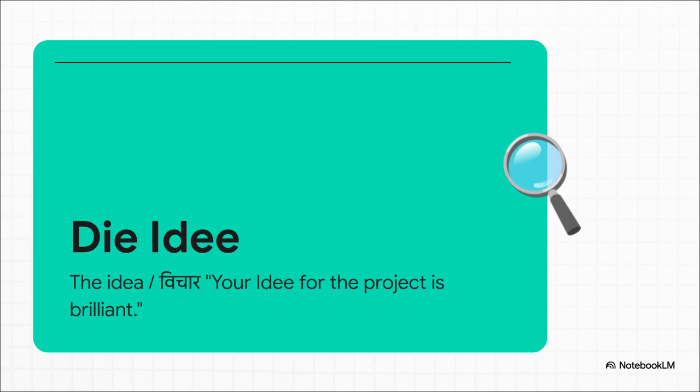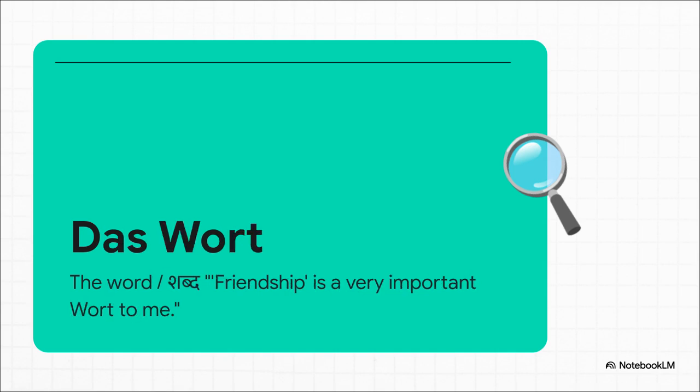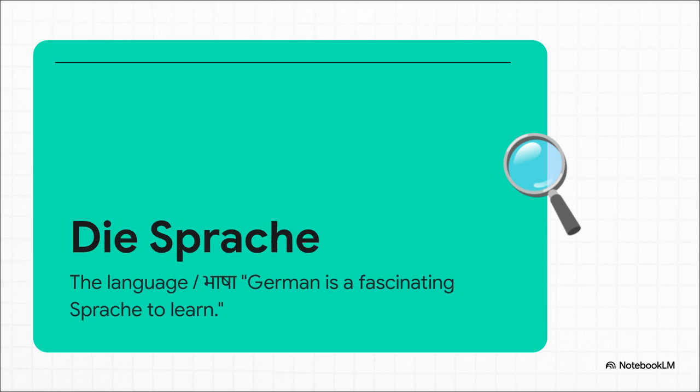Now for an abstract noun, die Idee. This one's a gift, really, because it sounds just like its English counterpart, the idea. Every great invention, every plan, it all starts with an Idee. And how do we express an idea? Well, we use a Wort, which means the word. For example, friendship is a very important Wort to me. See how they all connect? And finally, what are we doing here together? We're exploring a Sprache, the German word for language. German is a fascinating Sprache to learn. This just beautifully ties everything together.